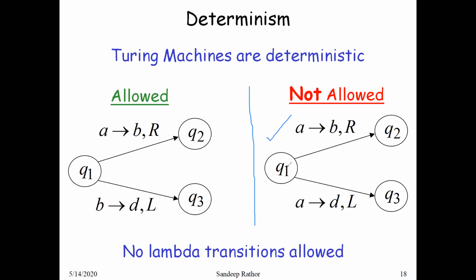In this situation, on Q1, you are reading A, and after reading A, you are moving to B. A is replaced by B and moving to the right, and the new state will be Q2. At the same time, you are reading A and you instruct the machine that A is replaced by D and moving left. So in this situation, the machine will get confused about what to do after reading A: whether A is converted to B or A is converted to D, or whether we have to move right or left. So this case is considered a non-deterministic Turing machine.